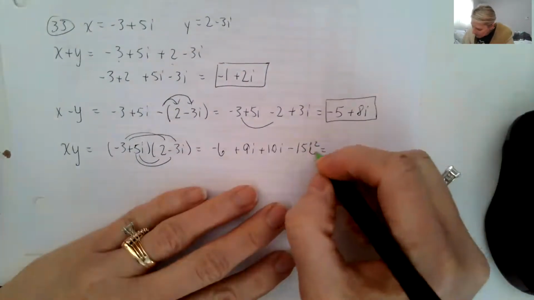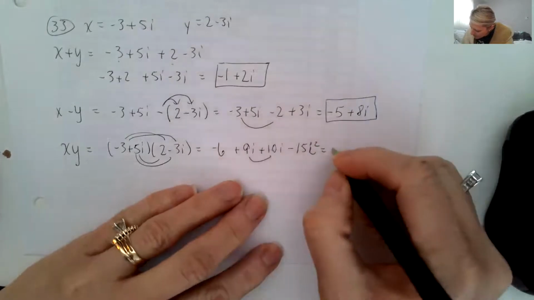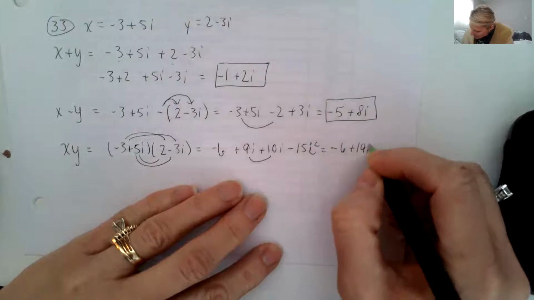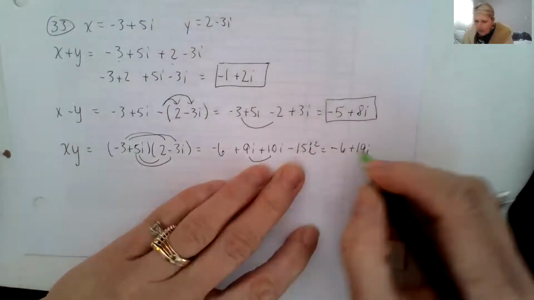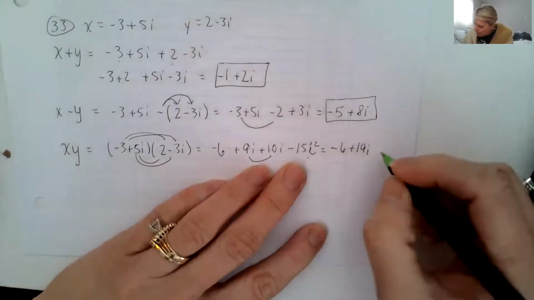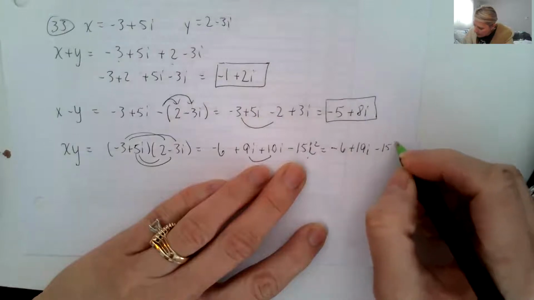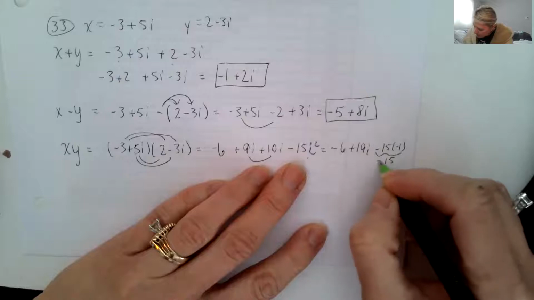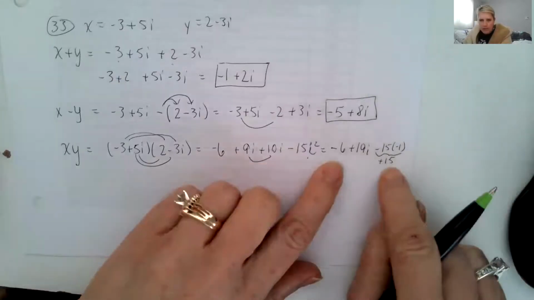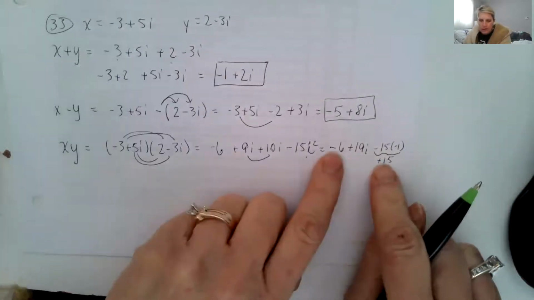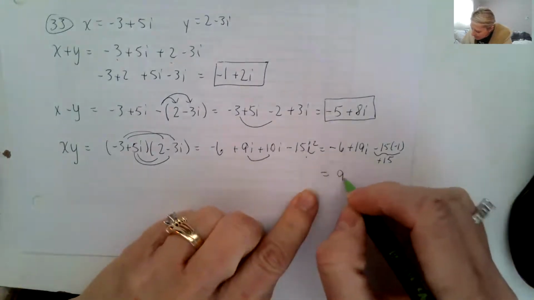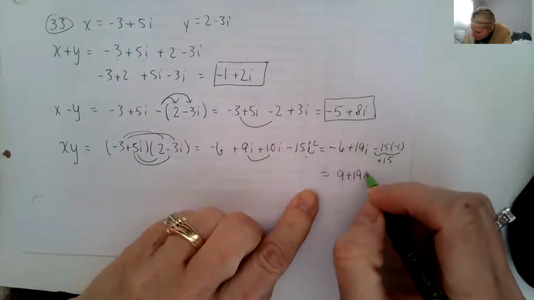We have a couple of things to evaluate. We have to add our like terms. We have a -6 plus 19i, and this i squared is really a -1. So this is a -15 times a -1, which is really a positive 15. So we have one more like term to add, -6 and 15. So this is really 9 plus 19i.